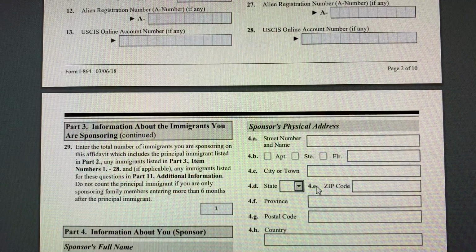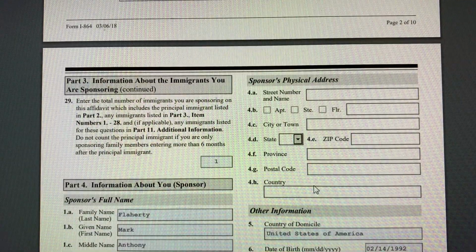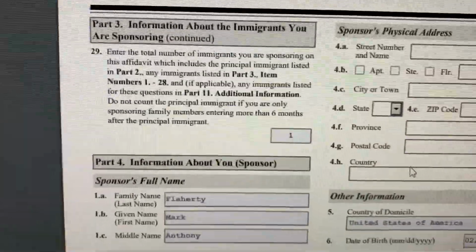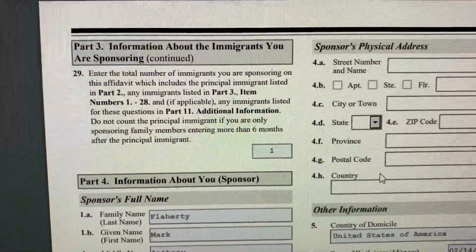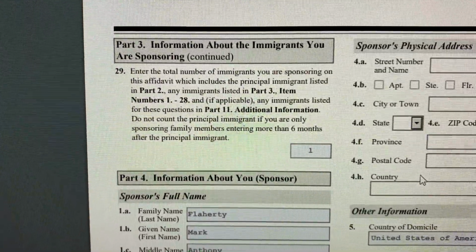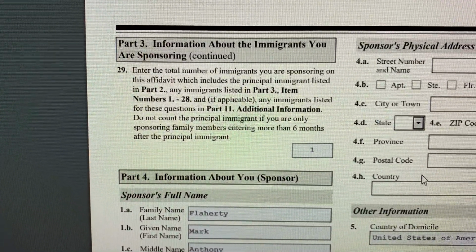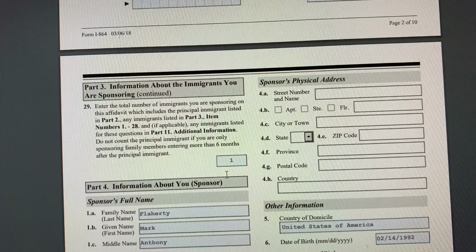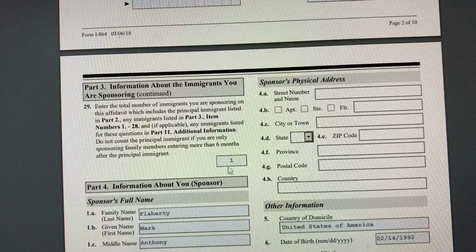In Part 3, enter the total number of immigrants you're sponsoring on this affidavit, which includes the principal immigrant listed in Part 2, any immigrants listed in Part 3, items 1 to 28, if applicable, and any immigrants listed for discretion in Part 11, Additional Information. So I just put number 1 because it's just me, the immigrant. That's page 3. So I put myself there, number 1.